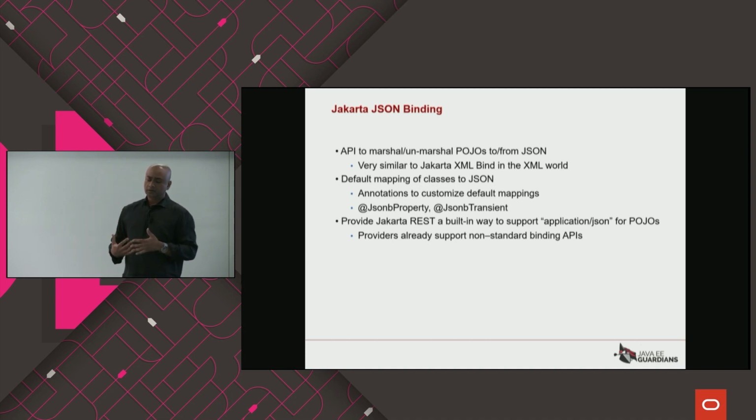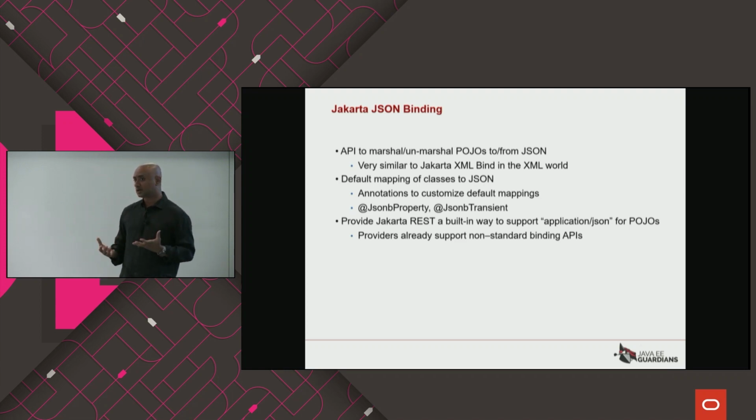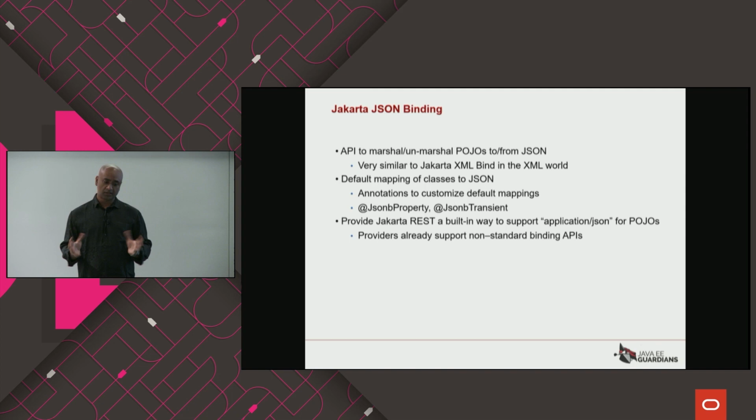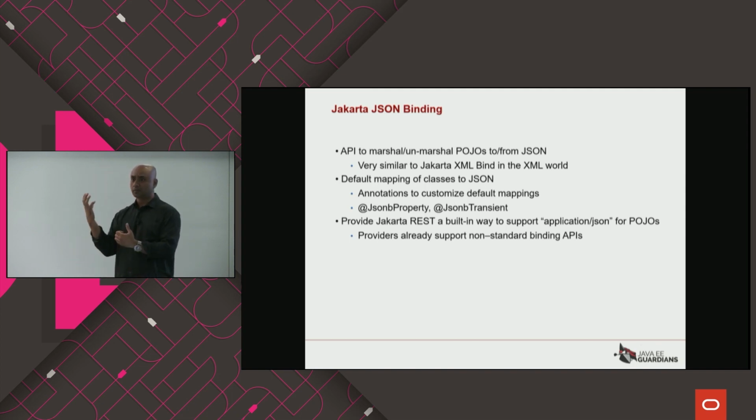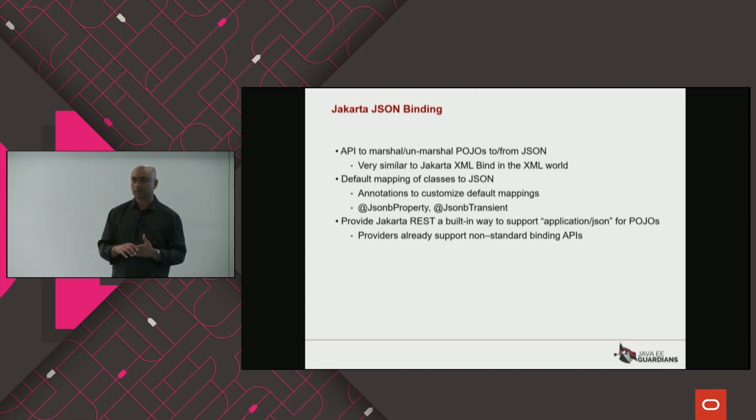What we actually needed in Java EE is to make JSON a first-class citizen of the platform, just like Java serialization is, or just like XML binding is, in the sense that you should just be able to take a POJO and say, just serialize this to a JSON stream. And that is basically what the Jakarta JSON binding API does.